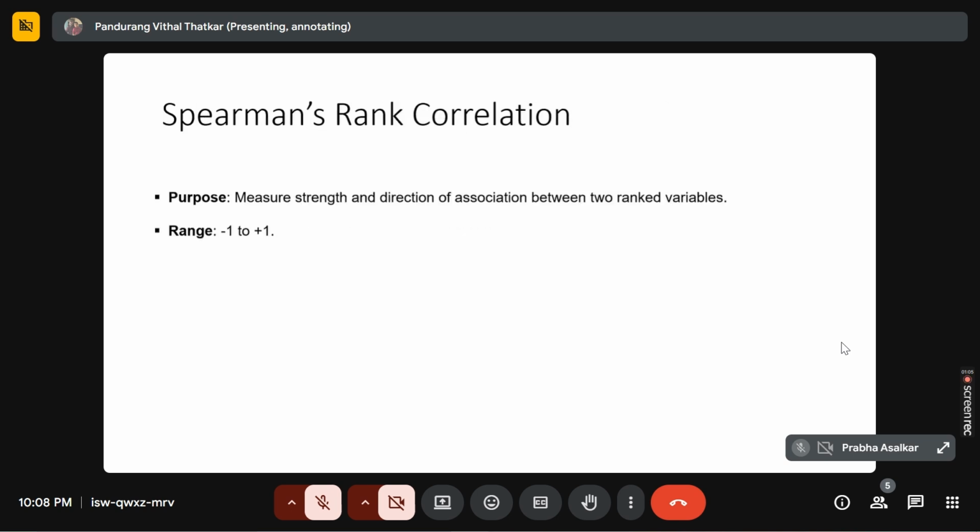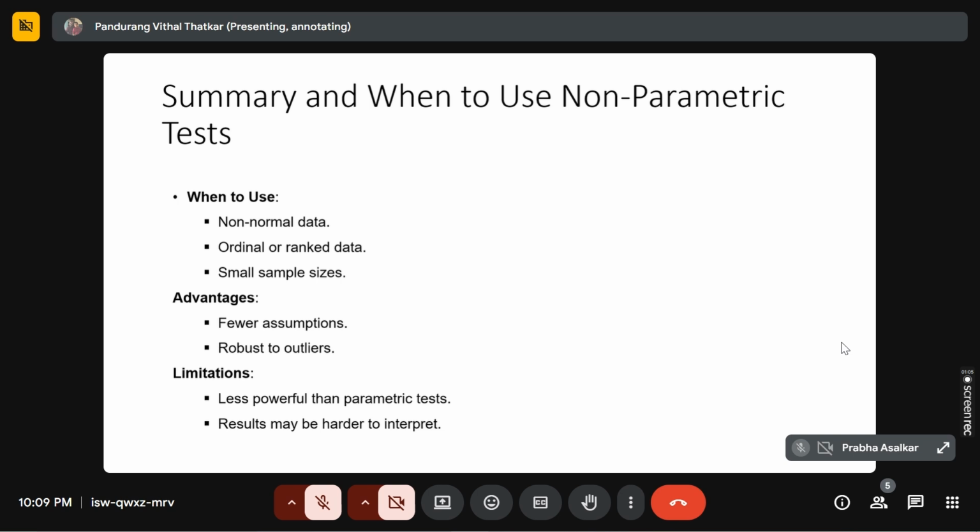Then again, Spearman's rank correlation measures the strength and direction of association between two ranked variables. Again, it lies between -1 and +1. Spearman depends on ranks, whereas Karl Pearson, which is parametric, depends on the mean, covariance, and standard deviation. That is parametric, and Spearman is the non-parametric test for correlation. Right, sir? Yes, sir.